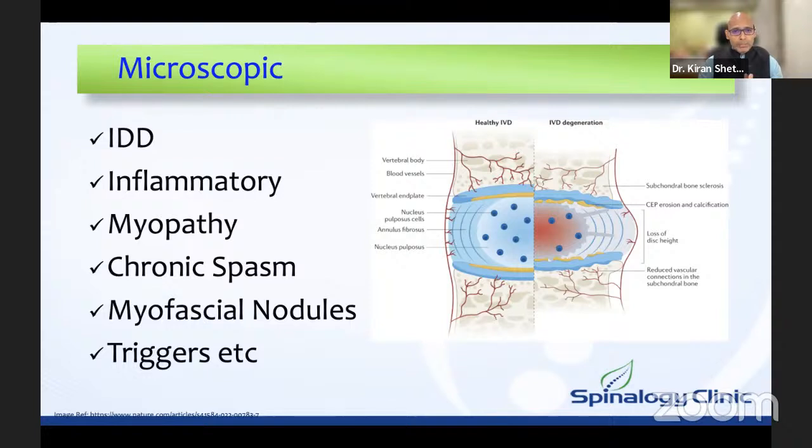There are many reasons for chronic pains, especially because of the patient's postures and the alignments they hold while working. Myofascial nodules, of course, you can palpate many times, but there are deeper nodules, especially in the ligaments, which are not palpable, and triggers which are formed. Sometimes the ligament triggers are not palpable, especially in the lumbosacral area. So these are microscopic changes which happen, and that's why many times you will find that these conditions can be diagnosed and treated.